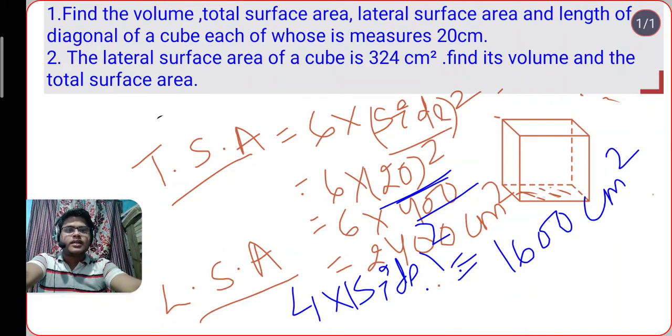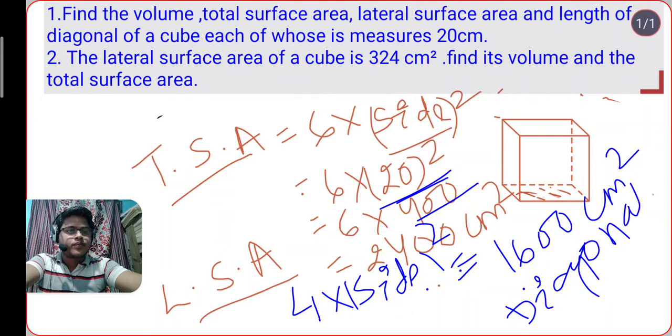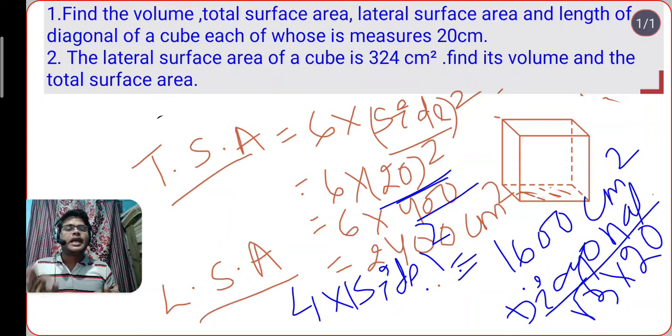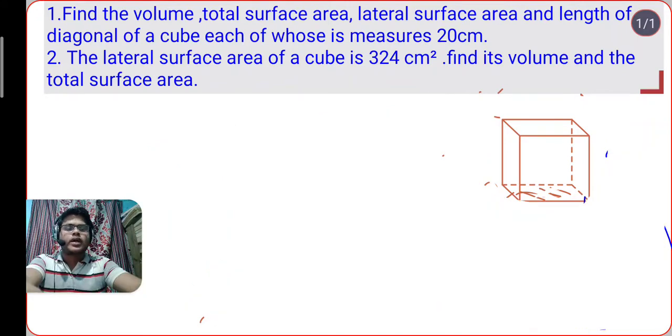After calculating the lateral surface area, the last one is the length of the diagonal of the cube. So already I told you that the formula for calculating the diagonal of a cube is root 3 into side. So what is the side here? 20. So we are getting the result 20 root 3 centimeter. That is the diagonal of the cube. Okay, let's go for the next question.